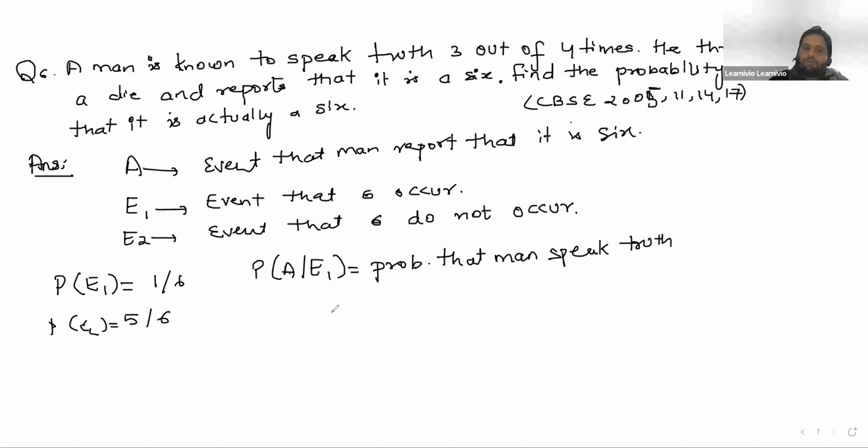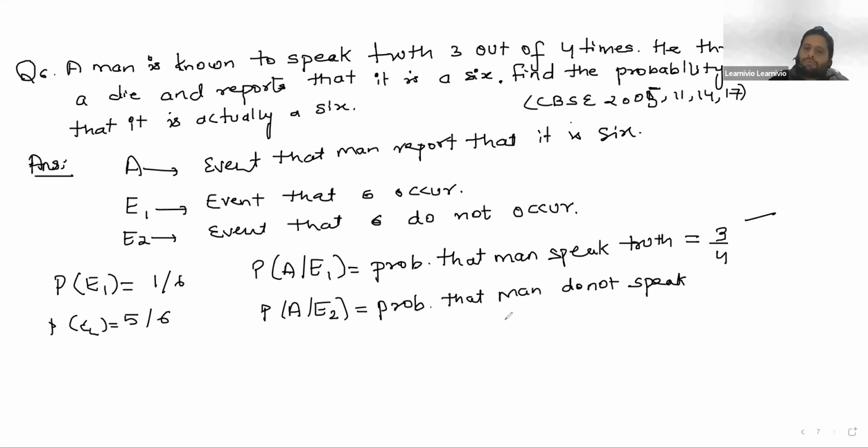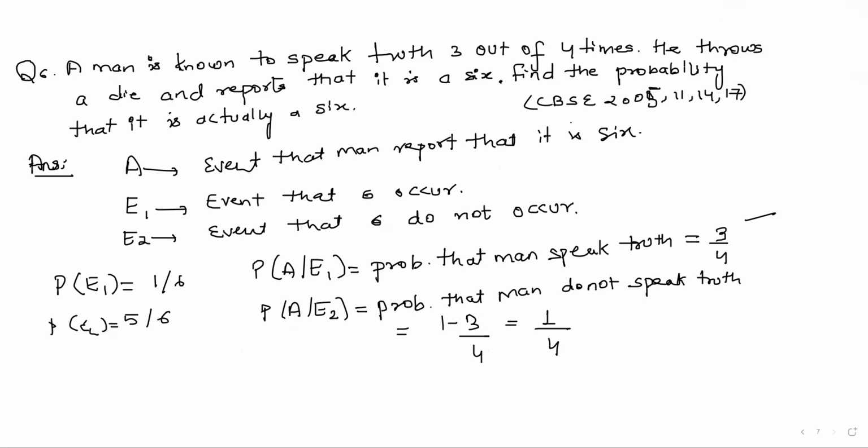Now check this one. A by E2. E2 is already given, that means 6 does not occur, but the man is saying that it is a 6. So that means the probability that the man does not speak truth. 3 out of 4 times he is speaking truth, so when he does not speak truth, you can do 1 minus 3 by 4, or you can directly write 1 by 4. That's your wish. All of you, if you have any doubt in the last one, A by E2, let me know. Otherwise, note down this and do the calculation and share your answer.